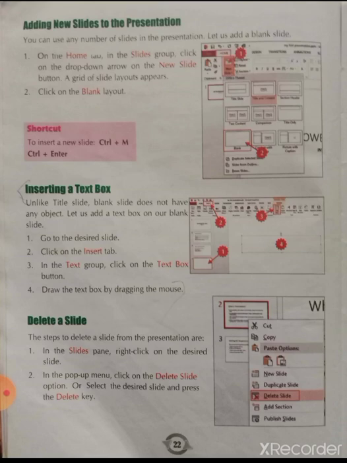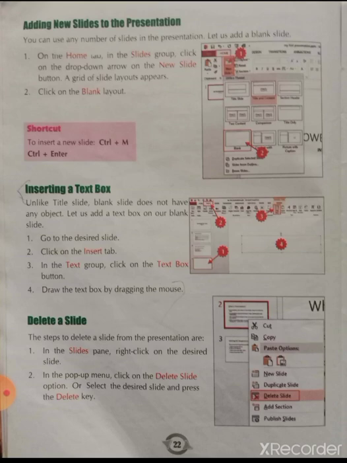What will we do? Yes. Next to the File tab there is a Home tab, so click on the Home tab. In the Slides group, there you will find the Slides group. Click on the drop-down arrow on the New Slide button. The Slides group will display the down arrow. After clicking the down arrow, it will display the list of all the slide layouts. Then click on New Slide. A grid of slide layouts appears. Then click on the blank layout. This is how you can add different types of slide layouts in your presentation.